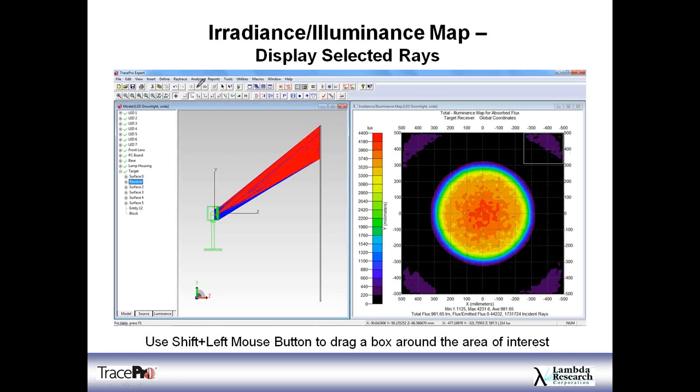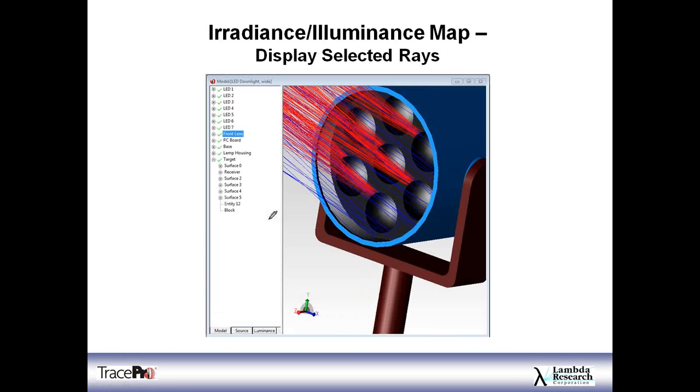Then you can go to Analysis and Display Selected Rays, and it'll show you just the rays hitting the irradiance map that are hitting just that area of interest. So we could then go back to our luminaire, or our light source here, and see where that light's coming from. And if I zoom in on my source, I can see it's actually coming from the spaces between my lenses.